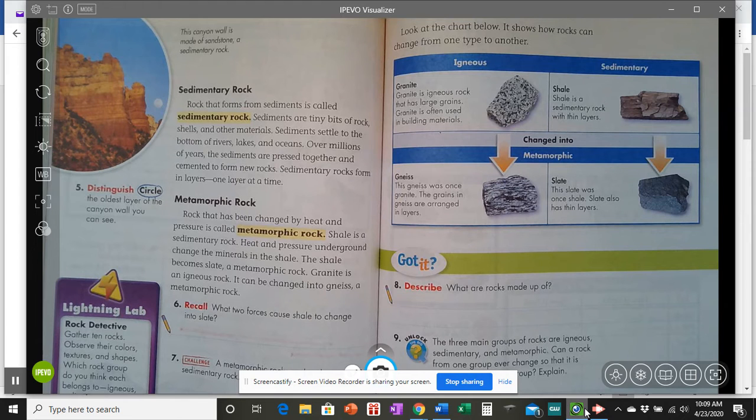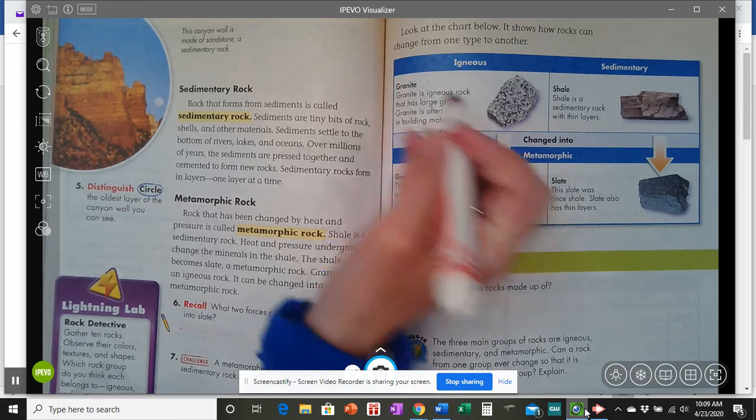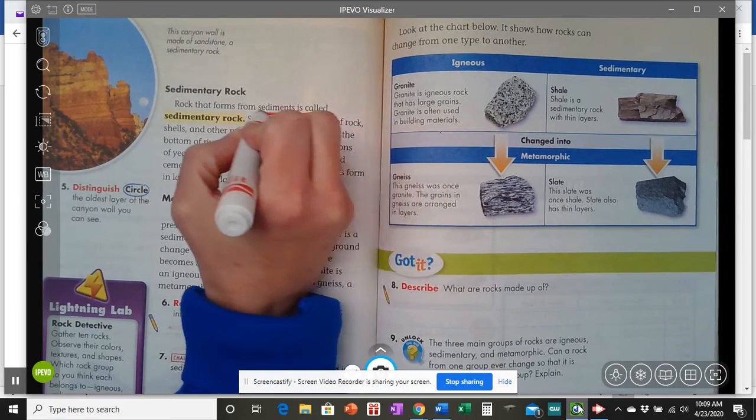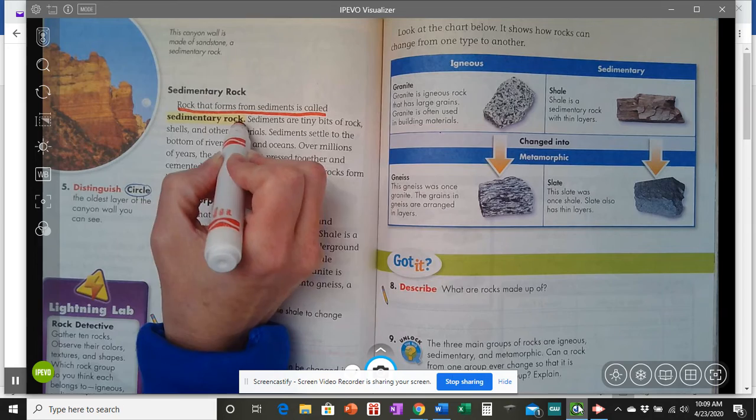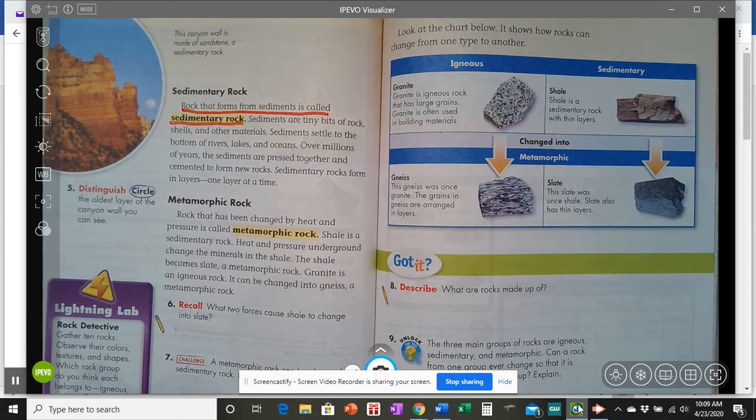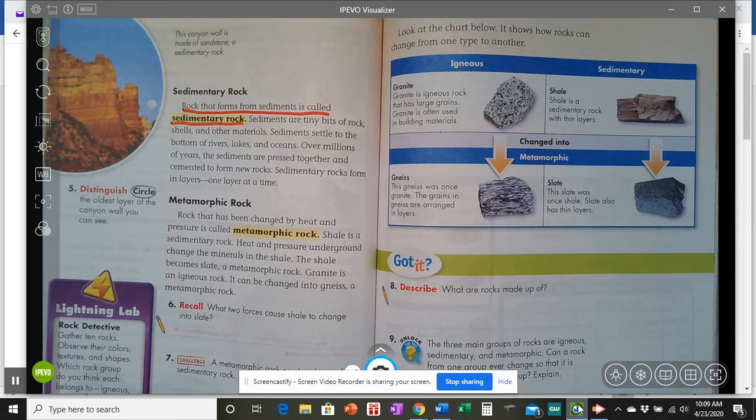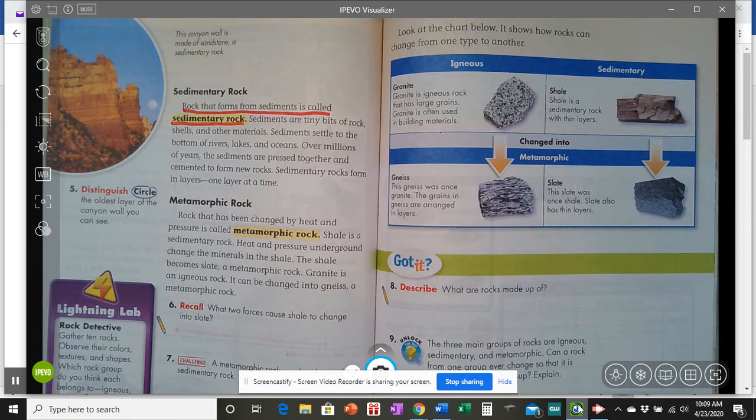Sedimentary rock. Rock that forms from sediments is called sedimentary rock. I'm going to underline that sentence because it's another one of the vocabulary words. Sediments are tiny bits of rock, shells, and other materials. Sediments settle to the bottom of rivers, lakes, and oceans. Over millions of years, the sediments are pressed together and cemented to form new rocks. Sedimentary rocks form in layers, one layer at a time.